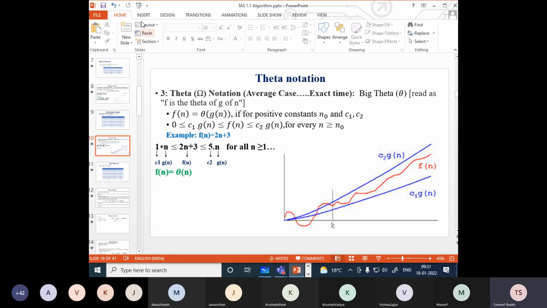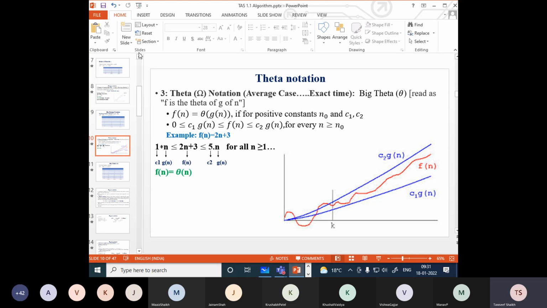Now the third notation is the theta notation. Theta notation is accepted as the most important notation out of all three. Normally every algorithm's time complexity is given in terms of theta. Now sometimes, if we are not able to draw the theta notation of an algorithm, then we go to the next two, that is big O or omega. And theta is accepted as the average case complexity of an algorithm.